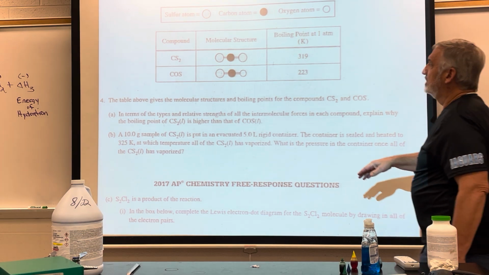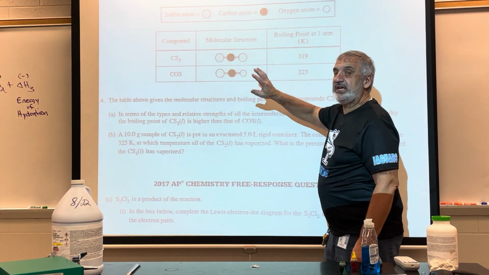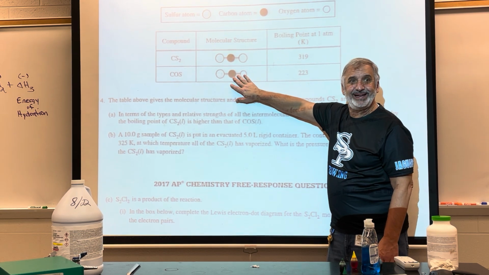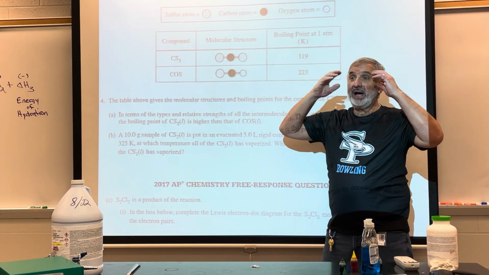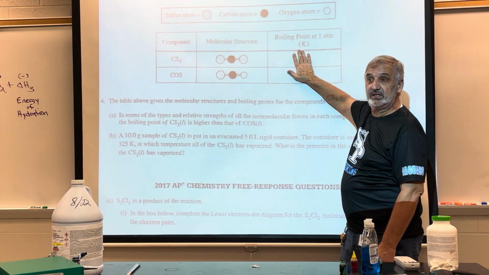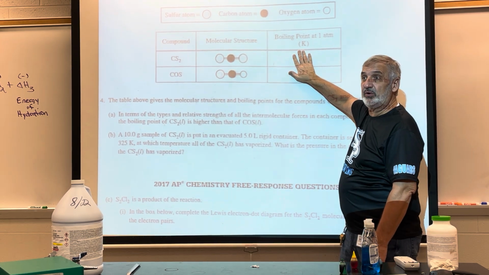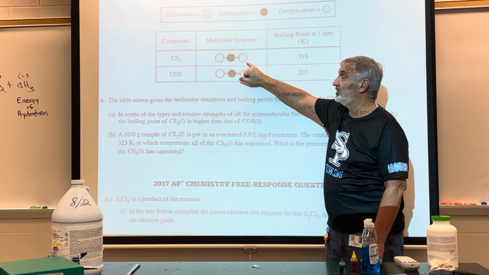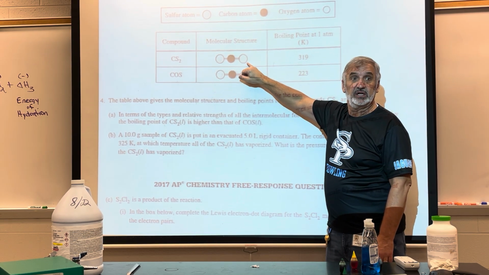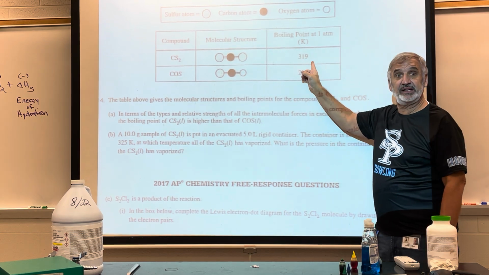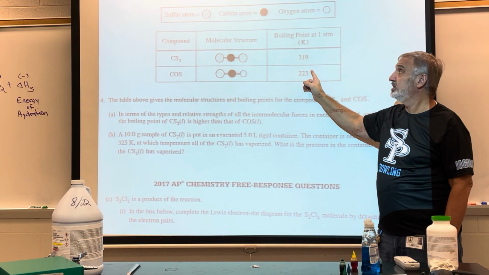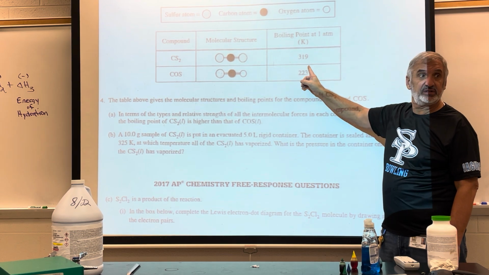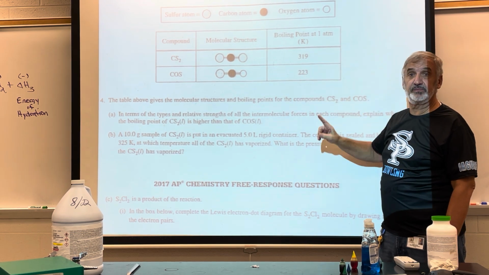But here's the deal. This is polar. This is dipole and LDFs. So in our minds, if I just looked at this, I'm going to want to say it's got dipole and London forces, therefore it should be stronger than just London forces. But data rules. Data dominates. This has a higher boiling point. What does that tell me about the strength of the attractive force? It's greater than this one.